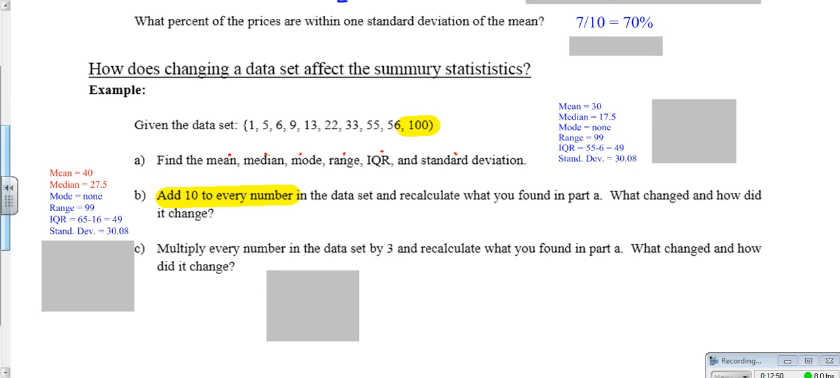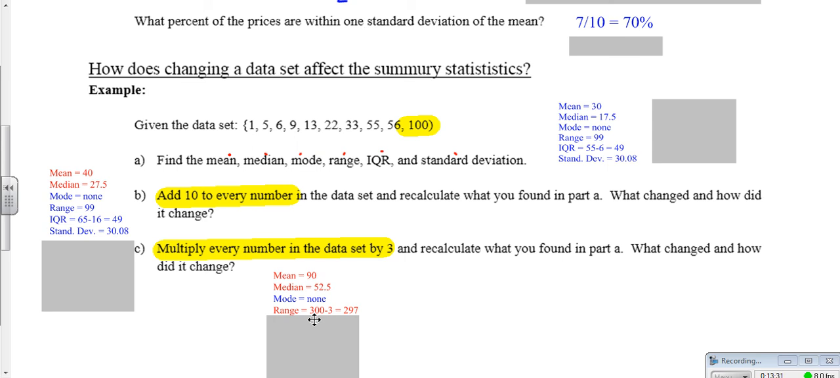What if you multiplied, however, each number by 3? What changes then? So this one would be 3, 15, 18, 27, 300. What does that change? Well, the mean is 90. Okay, so it was 30. We're comparing to the original set now. It was 30, and now it's 90, so they multiplied it by 3. The median is 52.5. If you take 17.5 times 3, you'll get 52.5, so that was changed. The mode hasn't been affected.